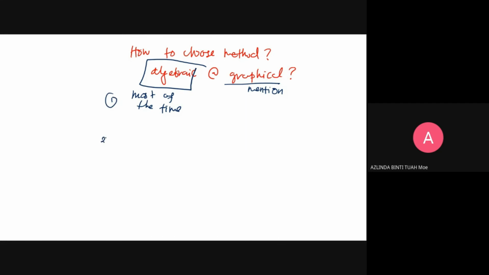Okay, hint yang kedua, sekiranya soalan bagi satu function dan dia bagi interval daripada A to B, ini salah satu juga hint yang jelas kenapa kena guna algebraic method. Sebab dengan adanya nilai A, B ni, dia suruh kita masukkan A dan B untuk tengok changing sign, positif dan negatif.